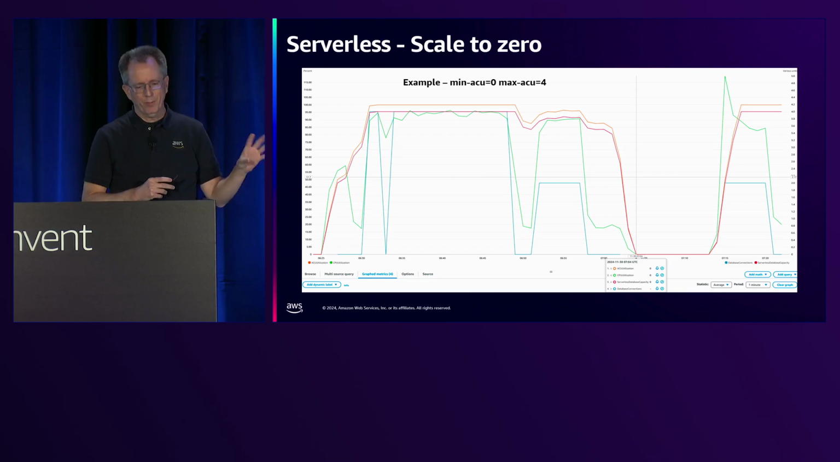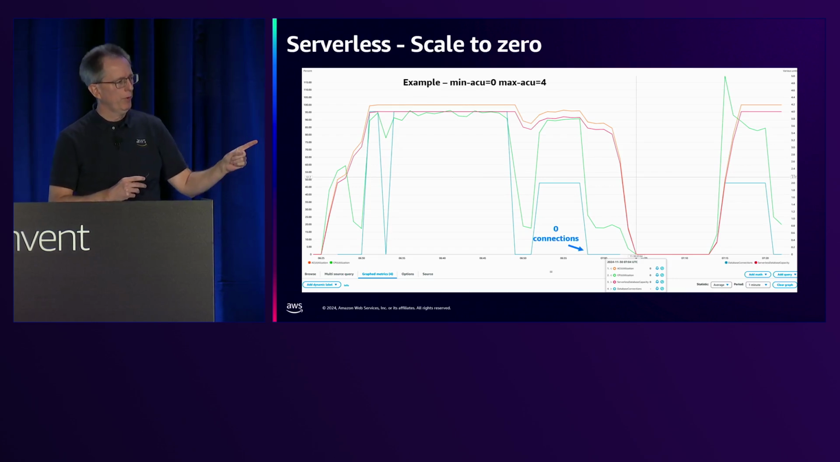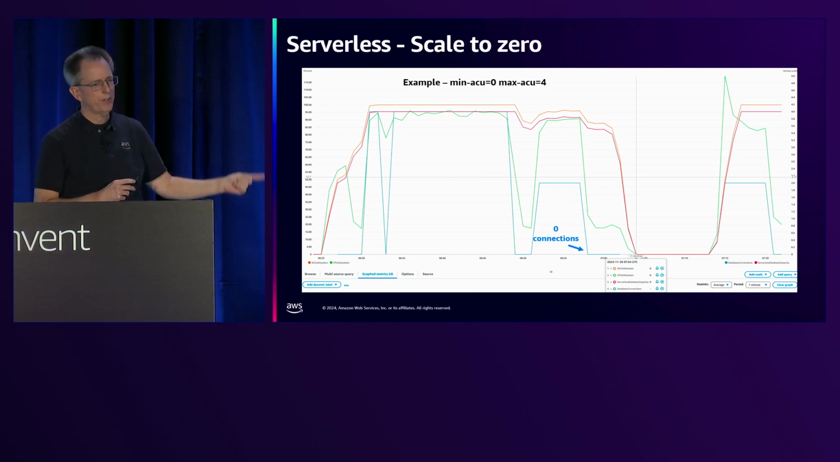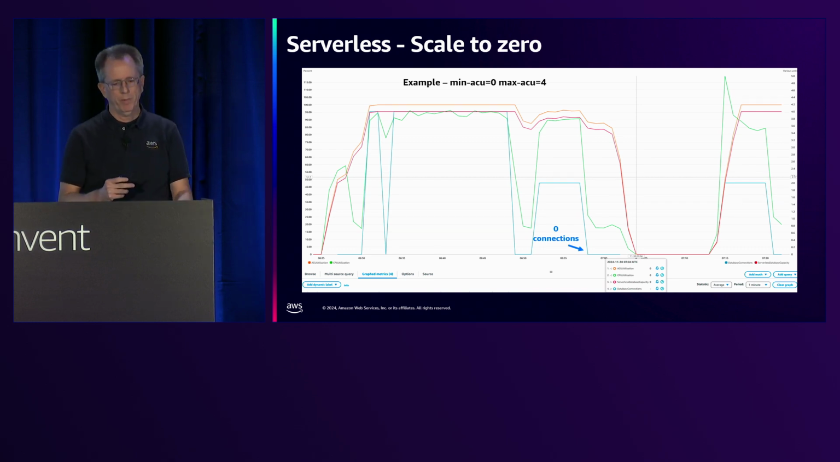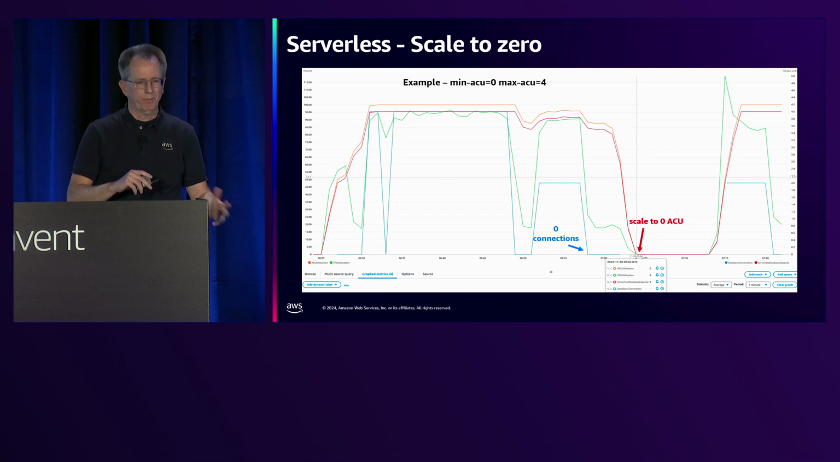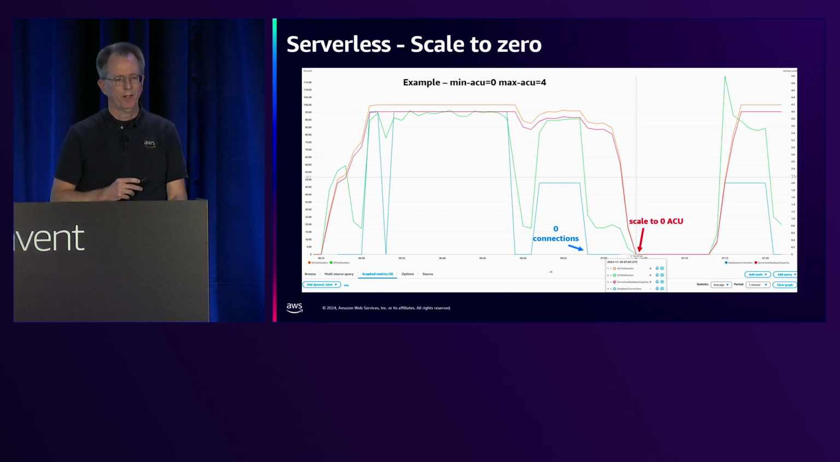But you can see I'm running a workload, and the blue line is connections. So here my connections go to 0. I stop my benchmark running. And then I've got my timeout set to 5 minutes, which is the minimum for scale to 0. So about 5 and a bit minutes later, we go down to 0 ACUs, right?